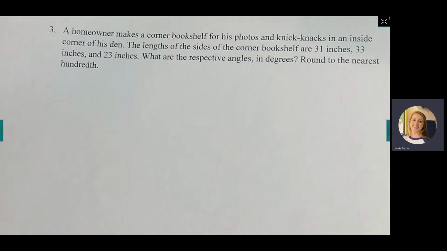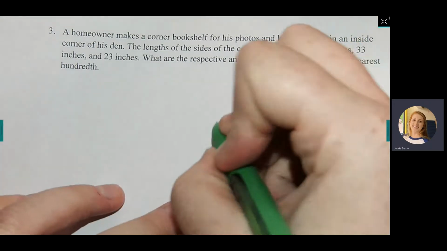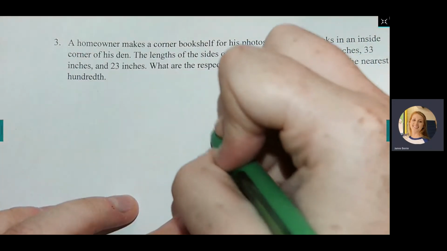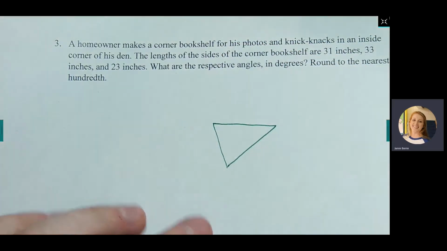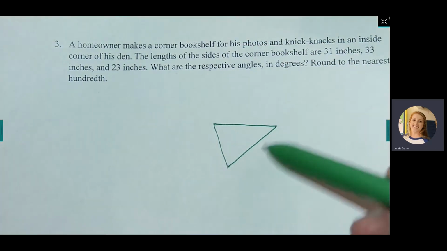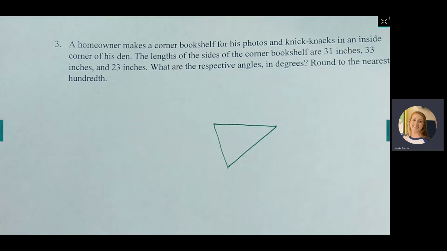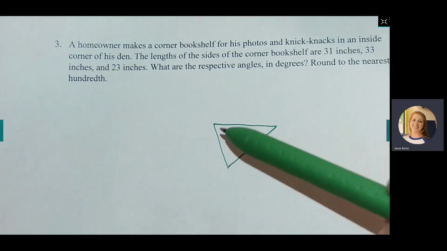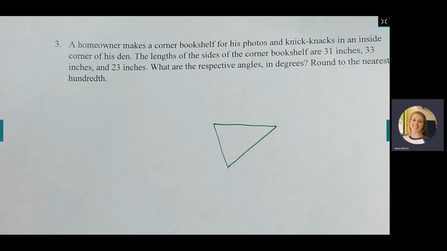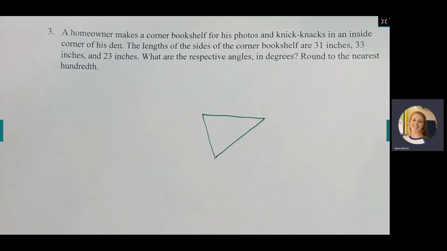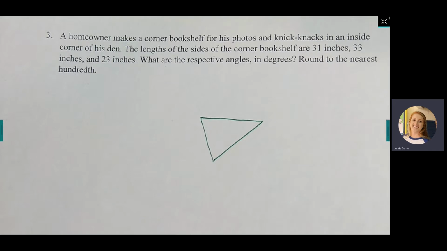So think about it in terms of, like, imagine you're standing over the bookshelf and looking at it from above. If this is the corner of the room, it would look like this. So this is sort of the above view, the aerial view of your bookshelf. It's in the corner of the room over here. You can go ahead and label your sides. And then on this one, you do have to find all 3 angles. It asks what are the respective angles. So you need to find all 3.